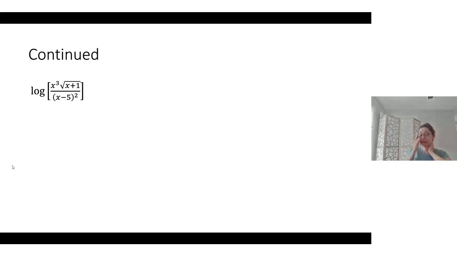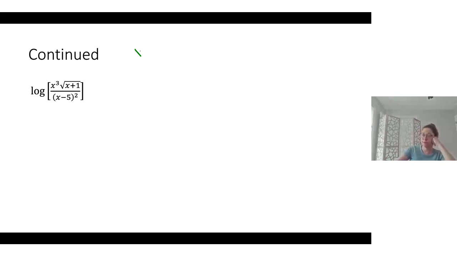Okay, we have another one. And this one is a lot, right? We have a lot going on. We have x cubed times square root of x plus 1 divided by x minus 5 squared. So we have kind of three expressions that we're working with.